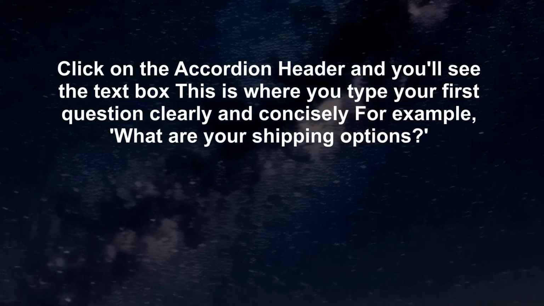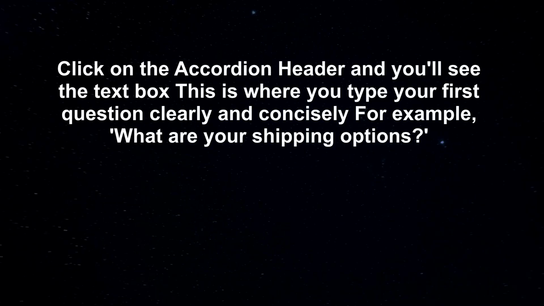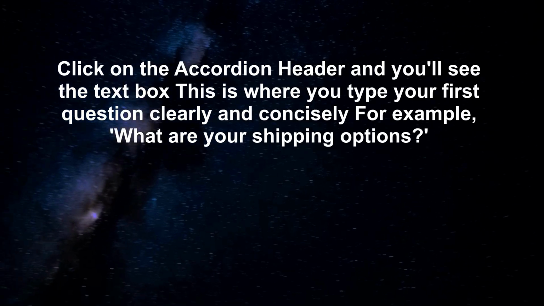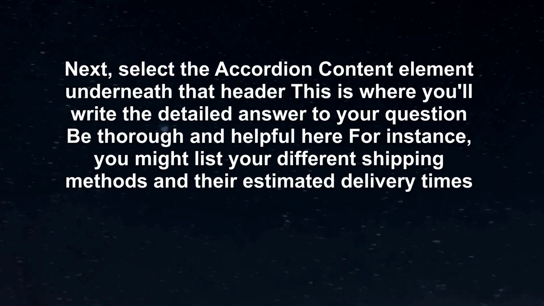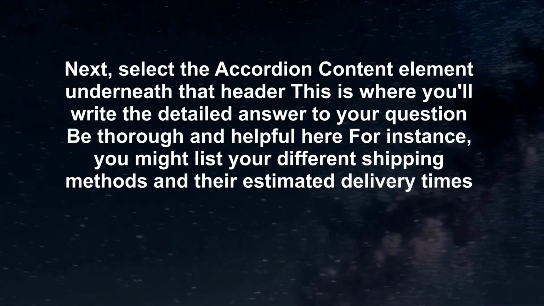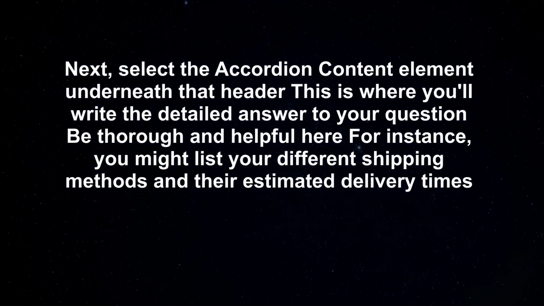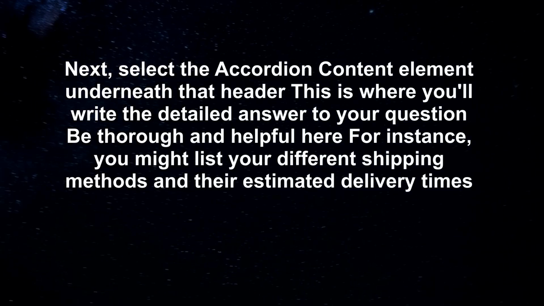Click on the accordion header, and you'll see the text box. This is where you type your first question clearly and concisely. For example, what are your shipping options? Next, select the accordion content element underneath that header. This is where you'll write the detailed answer to your question. Be thorough and helpful here. For instance, you might list your different shipping methods and their estimated delivery times.